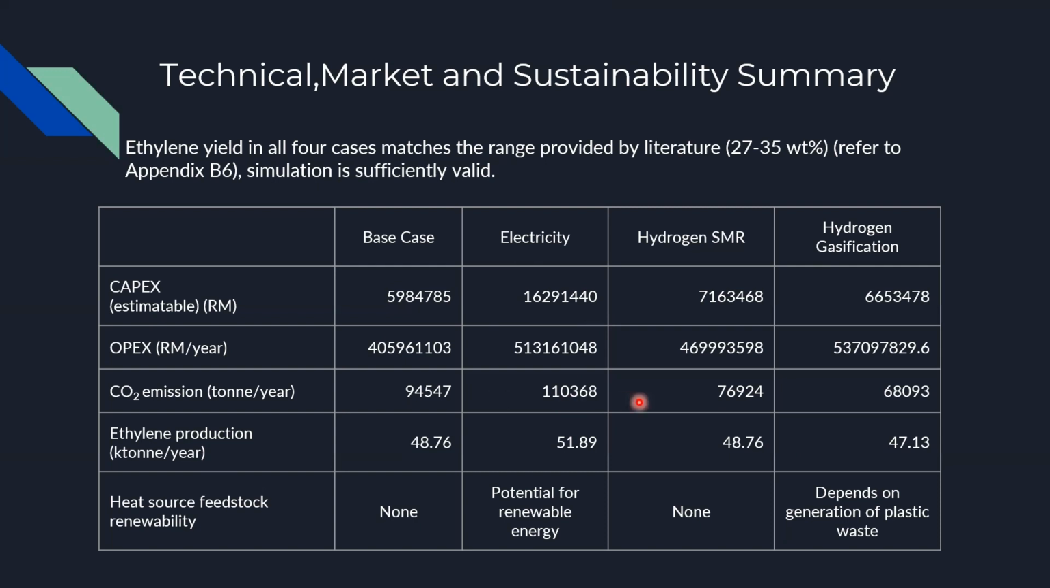Now, comparing OPEX and CO2 emissions of the remaining three cases, we observe that an increase in OPEX results in a decrease in CO2. However, the increase for hydrogen gasification is quite high compared to the base case and hydrogen SMR, and we believe that it is too high to justify the decrease in CO2 emissions. Comparing the base case and SMR, we can see that SMR decreases the CO2 emissions by a significant amount, and we believe that it can justify the increase in OPEX. Note that both methods have the exact same ethylene yield. Therefore, hydrogen SMR is the obvious contender.